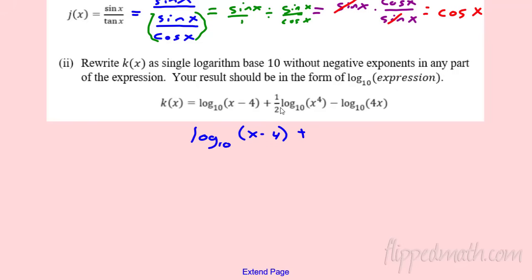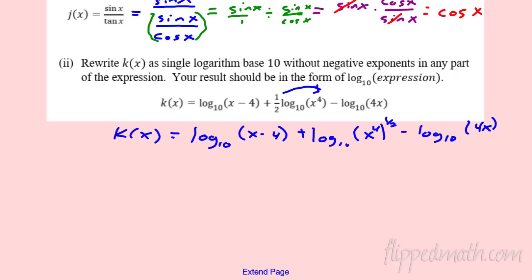So the first thing I'm going to do, take that 1/2, I'm going to move him up and back as an exponent and see if that helps me at all. So it's still log base 10. I'm going to have x to the 4th to the 1/2. And then I'm going to say minus log base 10 of just 4x. So there's the first step. And I really should have, like on the last one too, shown what's going on here every time, rewriting what's going on to my function, the k of x.